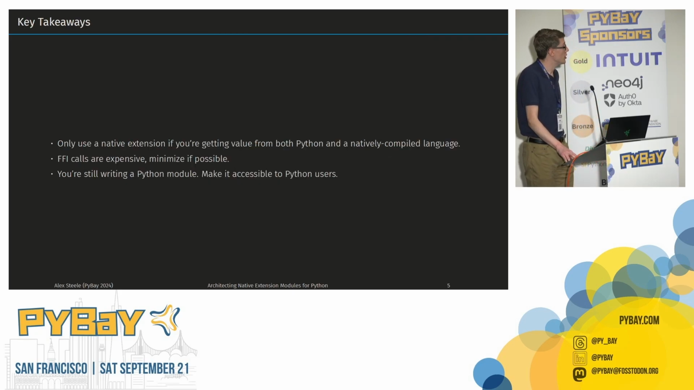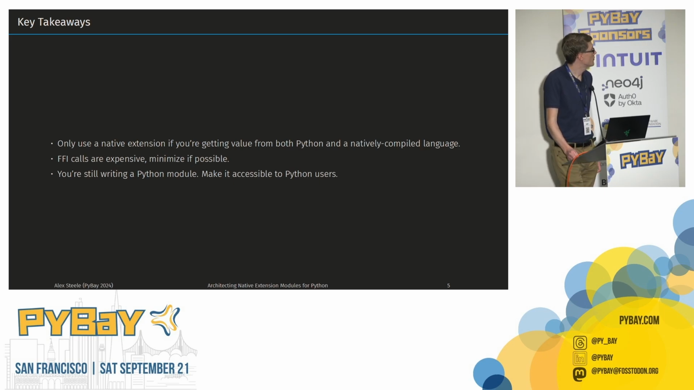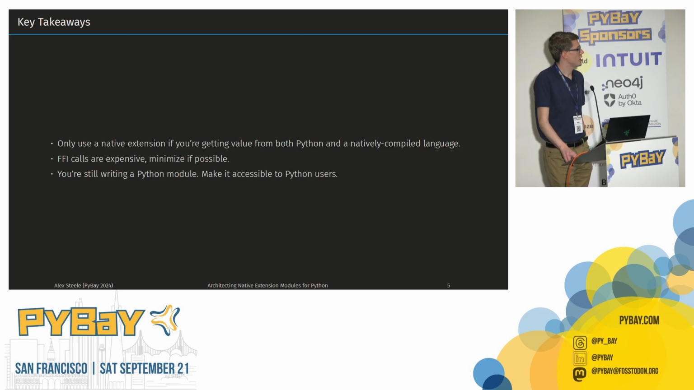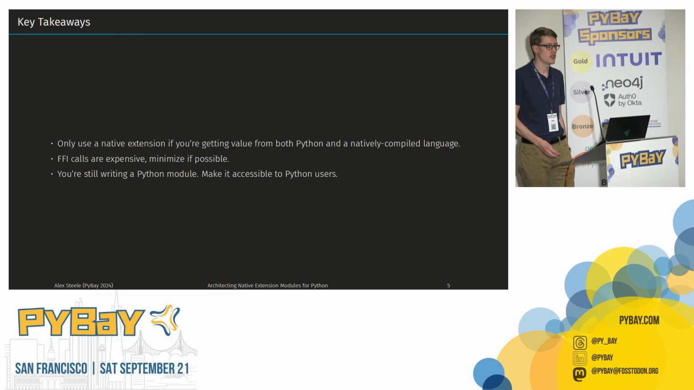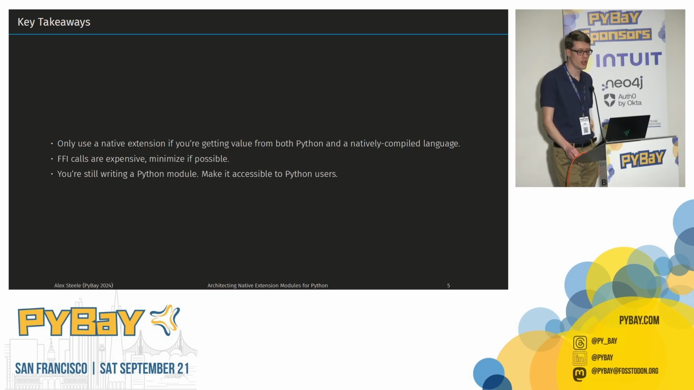Okay, so some quick takeaways. Only use a native extension if you're getting value from both sides of the FFI. Both Python and the natively compiled language should be providing value to you. FFI calls are expensive, so minimize them if possible. And you're still writing a Python module, so it should be as accessible as possible to other Python users.